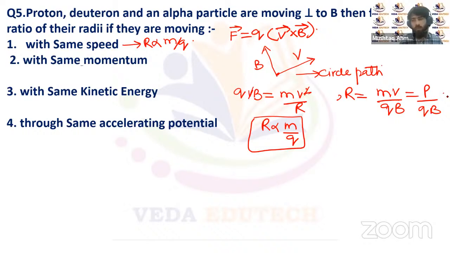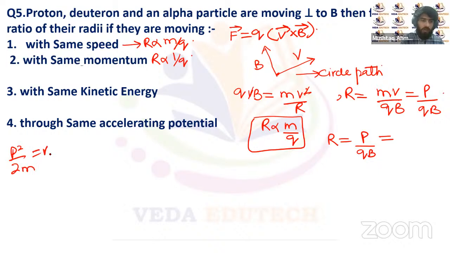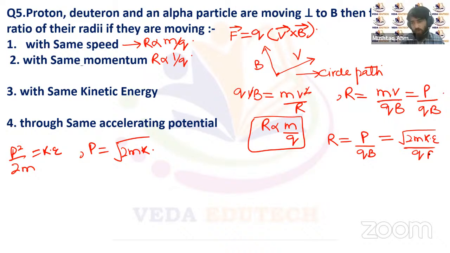Similarly, with the same momentum, if the magnetic field is the same, then R will be inversely proportional to the charge of the particle only. And for the same kinetic energy, R is equal to p upon qB. The relation between kinetic energy and momentum is p² upon 2m equals kinetic energy, or the momentum of the particle will be root of 2mK. We can replace momentum here: root of 2m kinetic energy upon qB.